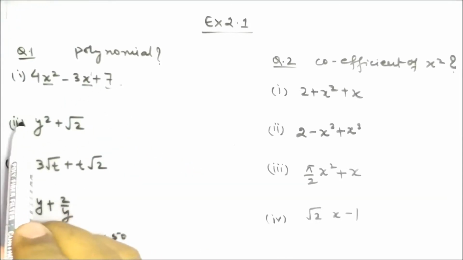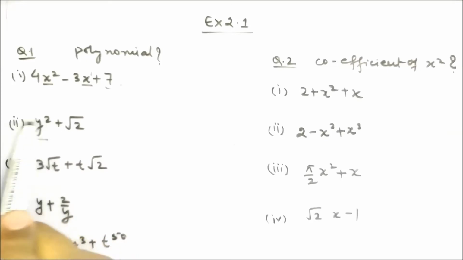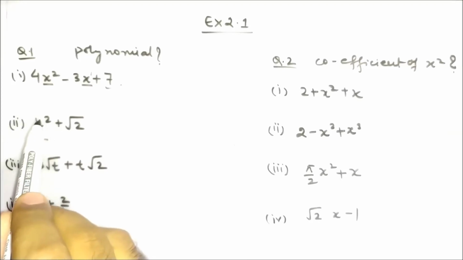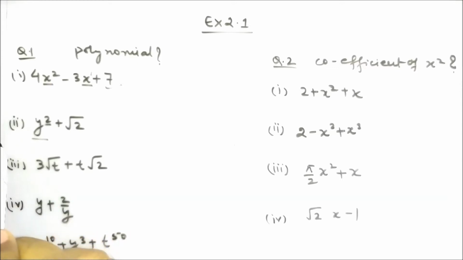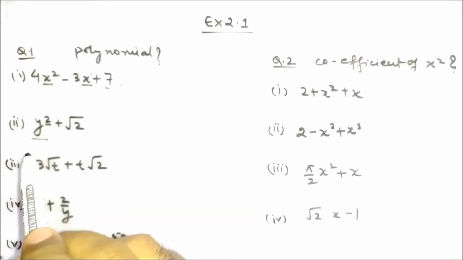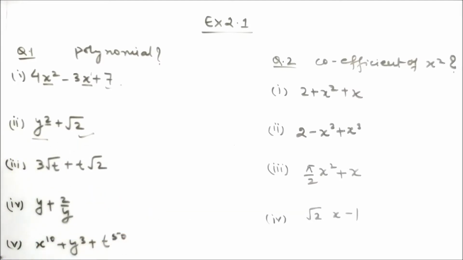Here if you come to the second one, the variable here is y. So we have one variable in this and it has a power which is a whole number, okay? We need to check for the variable. The expression should have only one variable and the power of that variable should be a whole number, okay? So we got this in the second expression, so this is also a polynomial.